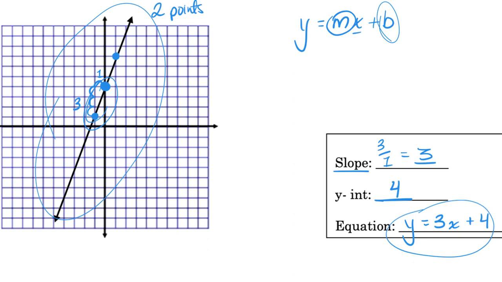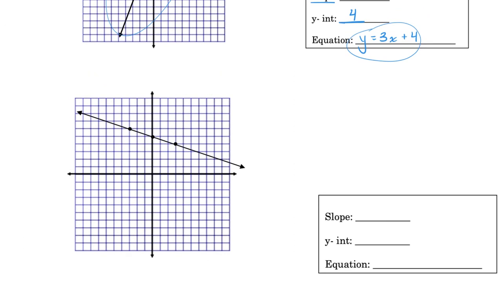All right, let's try this one. First thing to notice with this one, is this a positive or a negative slope? This is a negative slope, right? So whatever slope we get over here, it needs to be negative because it's going downward. If you're reading from left to right, it is going down. The easiest part is to find the y-intercept, which is just right there. That is 1, 2, 3, 4, 5. So our y-intercept is positive 5.